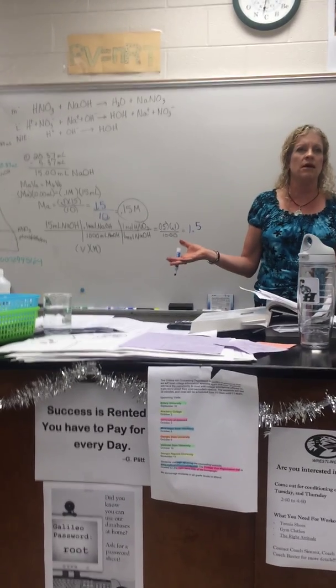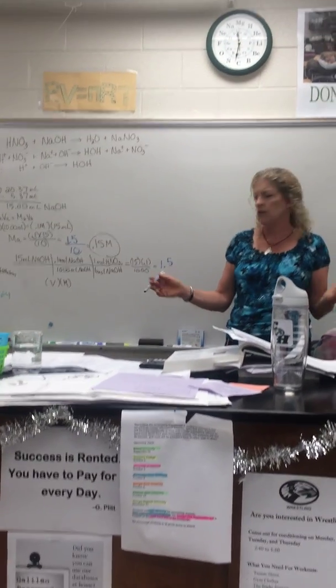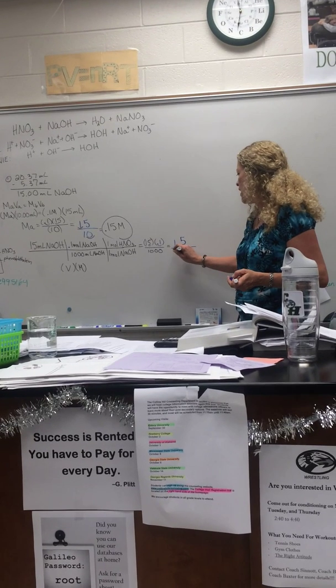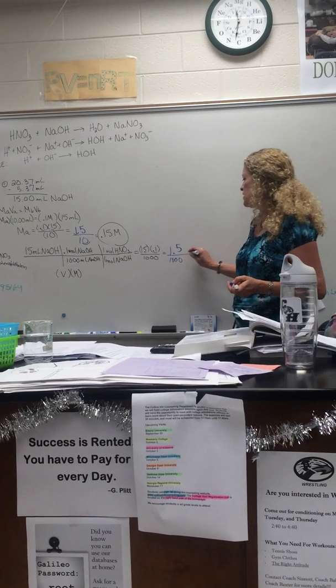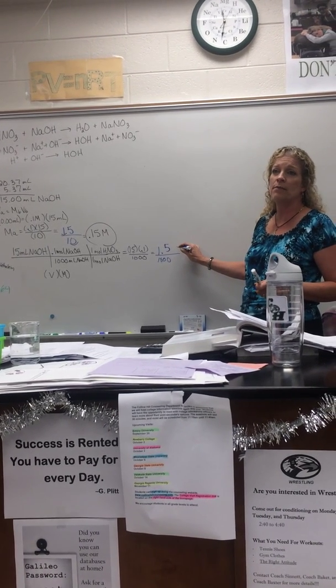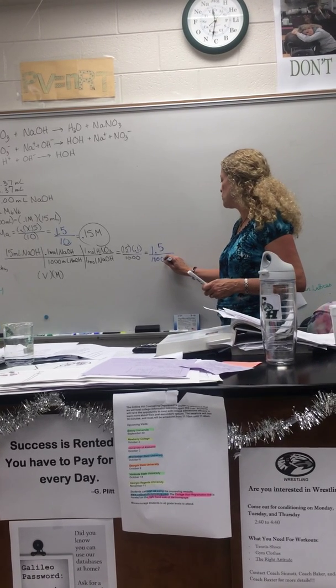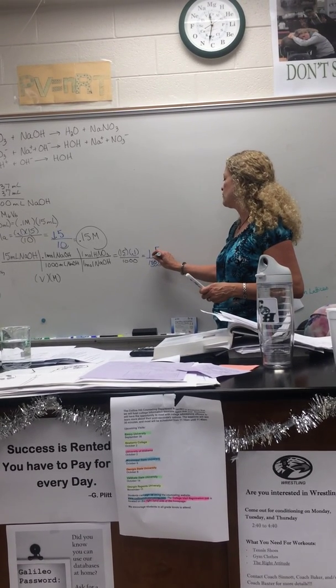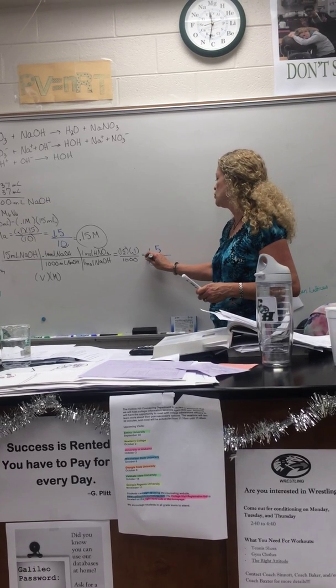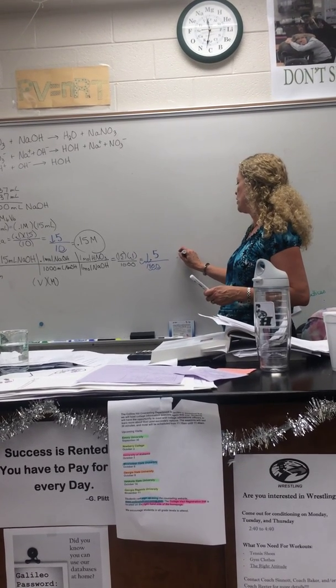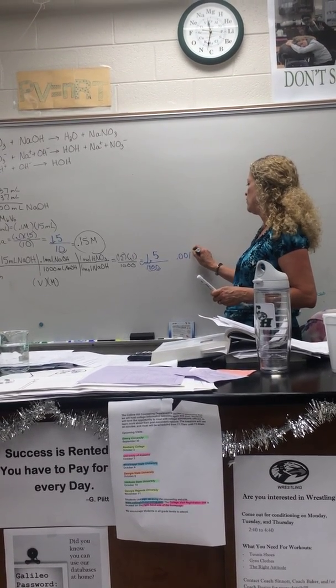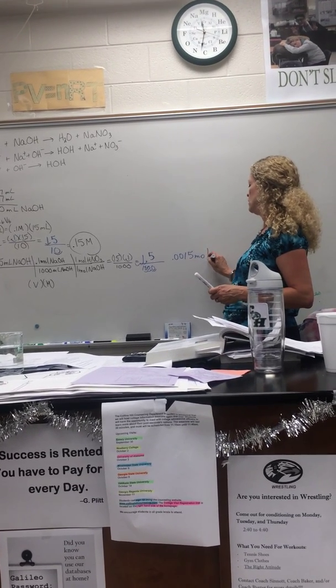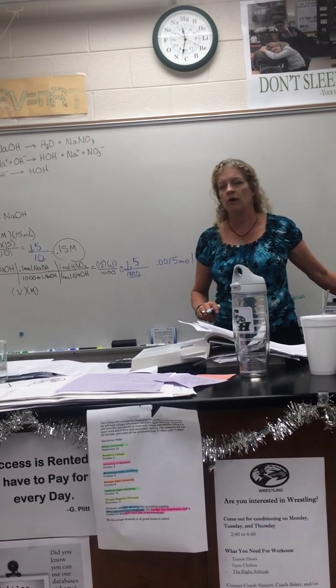It's really 15 times 1/10, right? And then we're going to divide by 1,000. Is this number going to be bigger or smaller if we divide by 1,000? Smaller. So if we move this over 3 times, then we have to move this over 3 times. 1, 2, 3. So we're going to have 0.0015 moles. Is everybody with me?